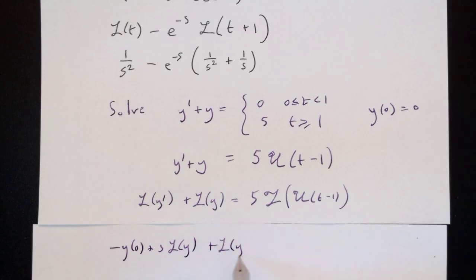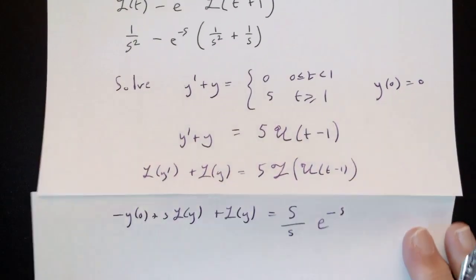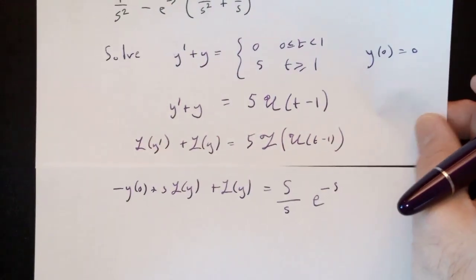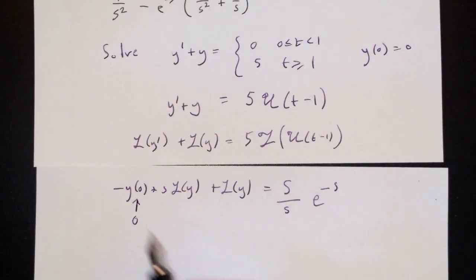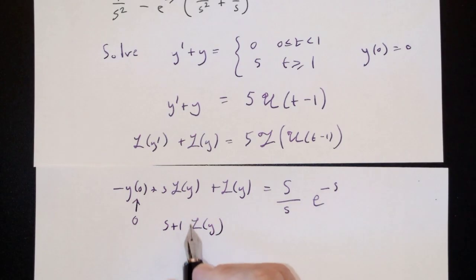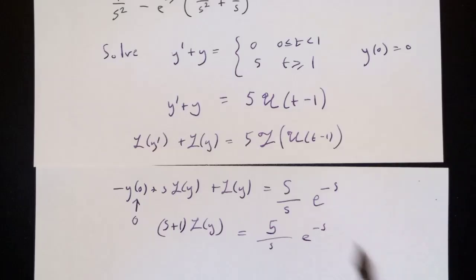Plus another Laplace transform of y equals 5. What's the Laplace transform of 5? Well, it's the Laplace transform of 1. So this will be 5 over s, but there's a shift, e to the minus 1 s. What's y of 0? Oh, y of 0 is 0. So this becomes s plus 1 Laplace transform of y equals 5 over s e to the minus s.